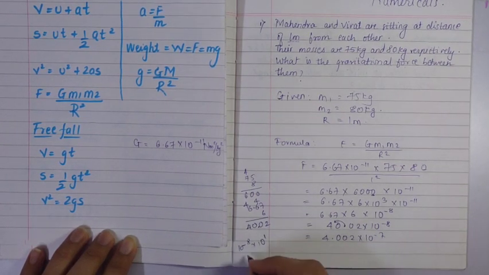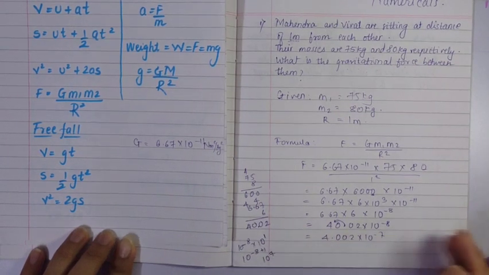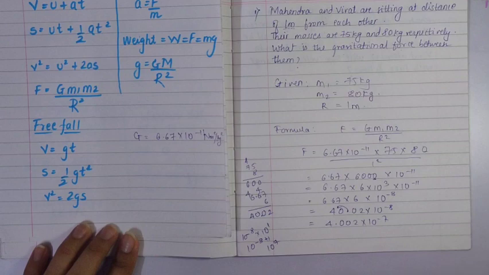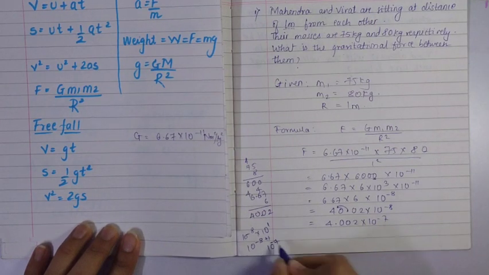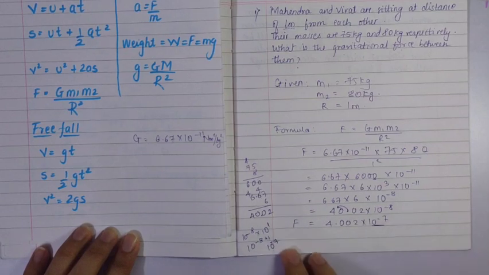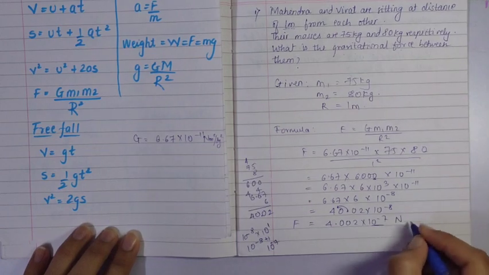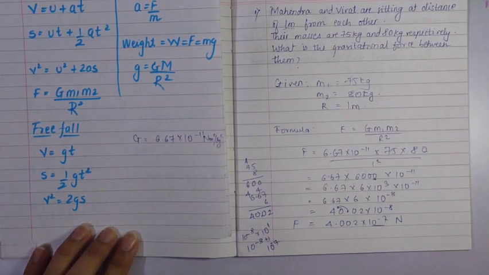The power for 10 is 1. So 10 raised to minus 8 plus 1 is 10 raised to minus 7. Did you get that? Therefore you write here 10 raised to minus 7. So your force becomes 4.002 into 10 raised to minus 7 Newton. Never forget to write the unit.